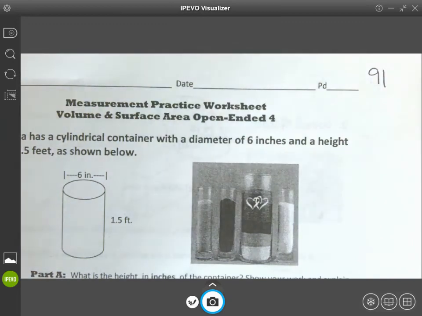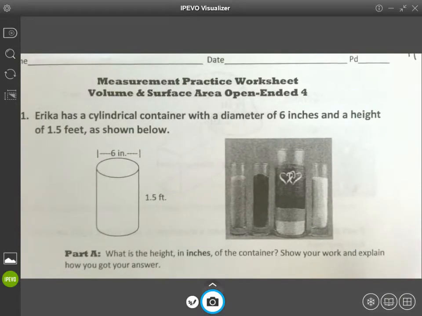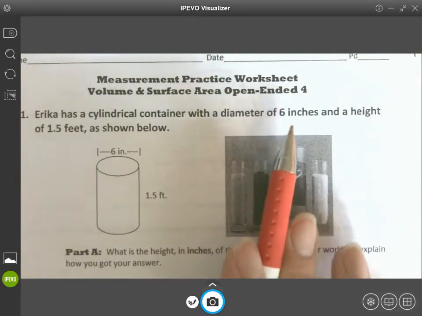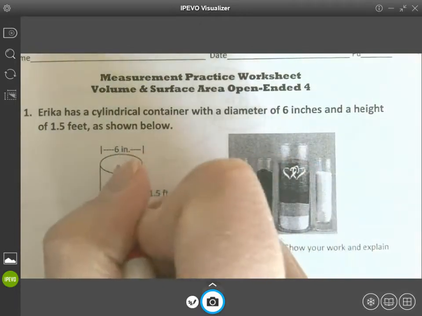All right, we are looking at an application problem today, and we're on page 91, and it is volume and surface area. So we have a cylindrical container, and it has a diameter of 6 inches. We're really not going to use the diameter. What are we going to use? Radius. We're going to use the radius. So let's just start with that.